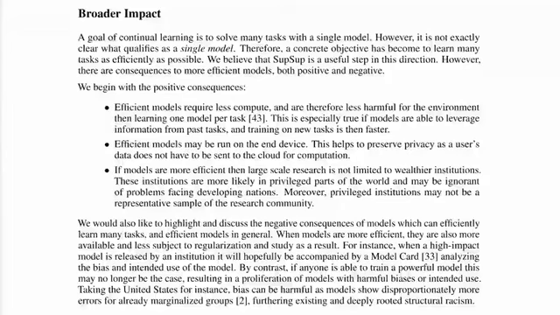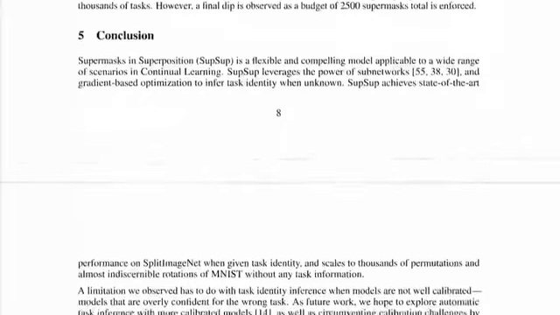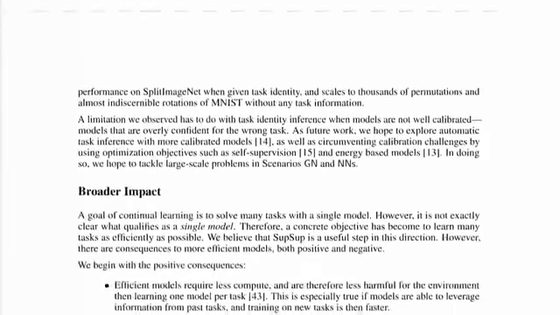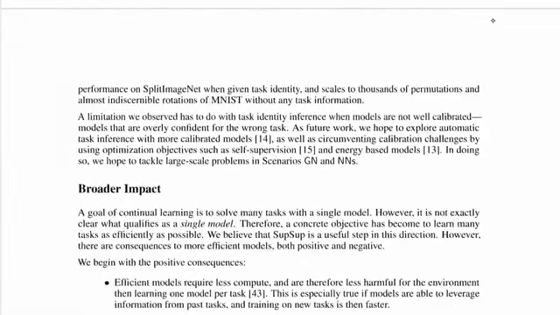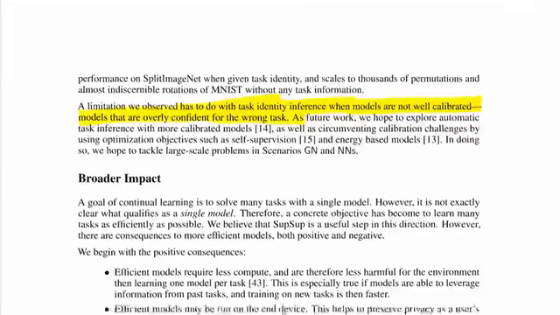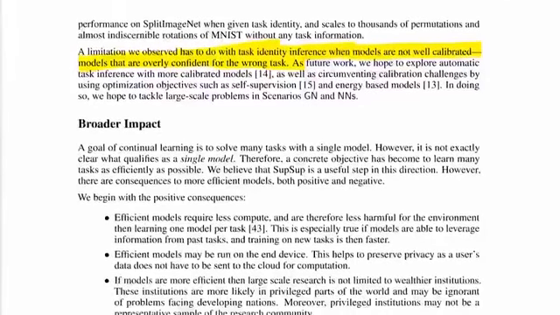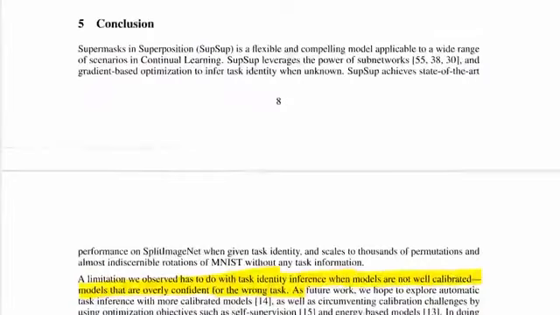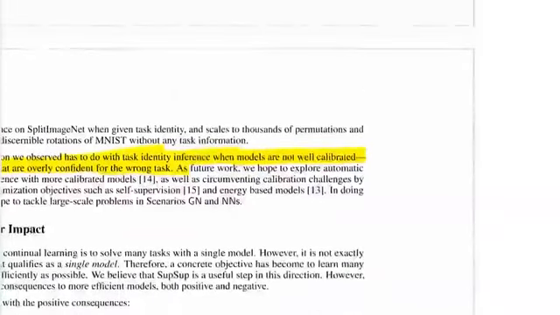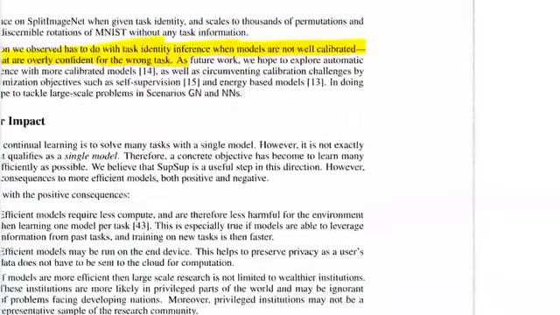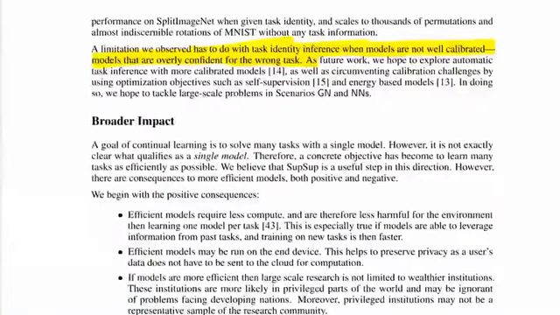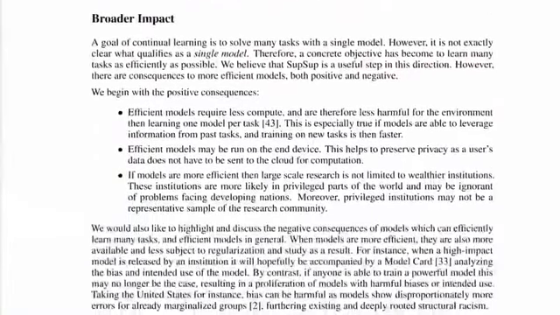So, they do describe some of this in the conclusion: a limitation that we observed has to do with task identity inference when models are not well calibrated, models that are overly confident for the wrong task. In order for them to infer the correct task, if you look at the entropy of the models for the tasks, you're going to select the model that is the most sure about the task.